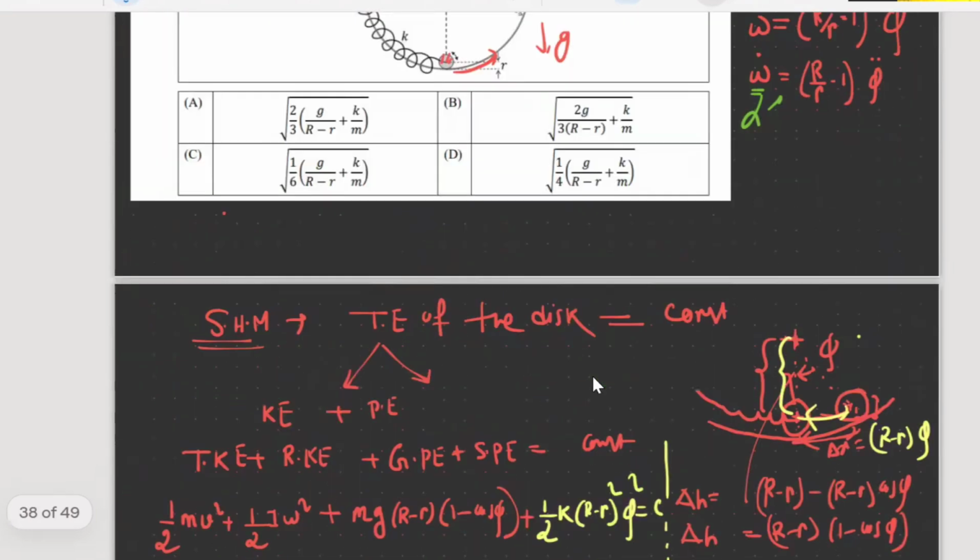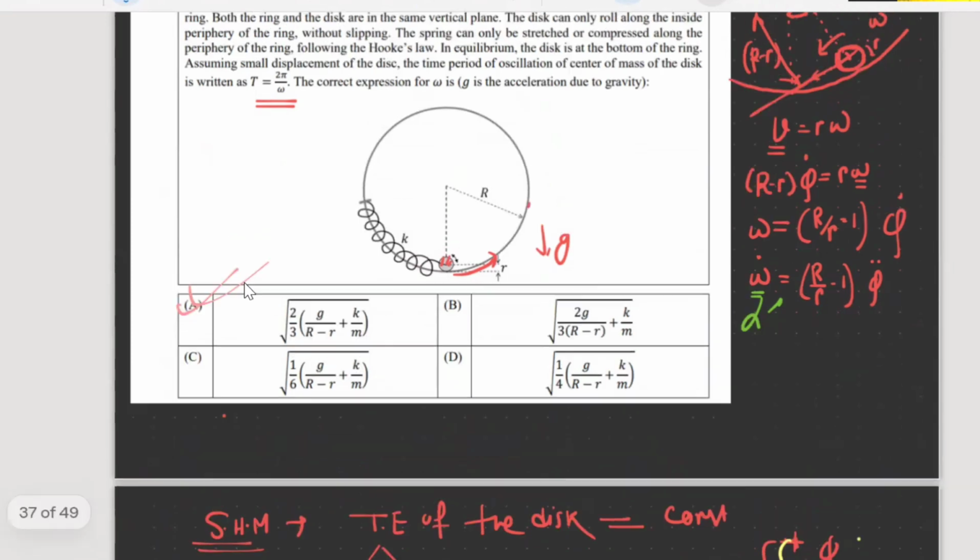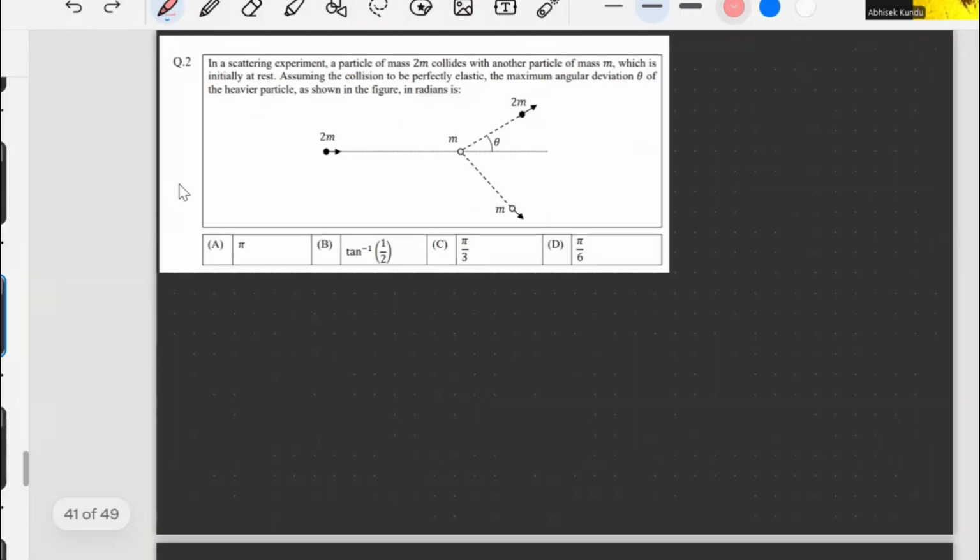So see which answer is matching. The answer is option number A. That is the correct answer. So next question, paper 1, question number 2.